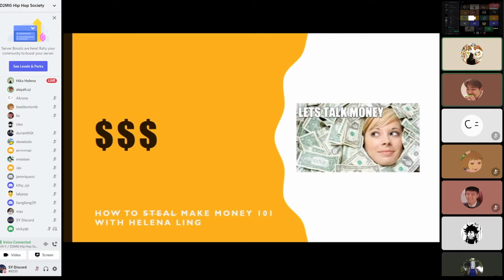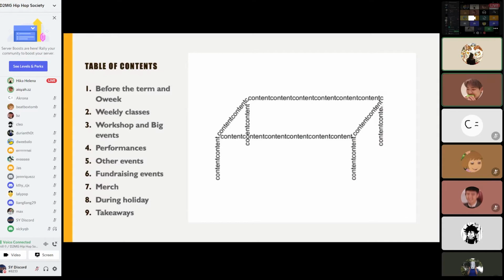So this is the table of contents. We have 9 sections to go through. So they are all different responsibilities of the treasurer, and I will just explain in brief for each. And the last dot point is the takeaway, so what you'll get from being a treasurer.